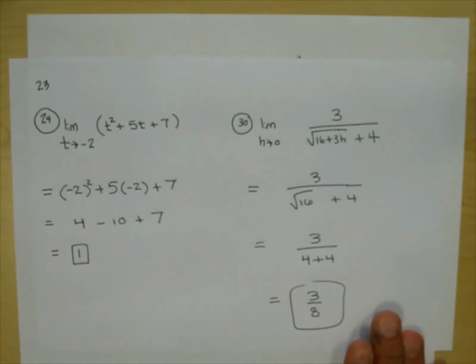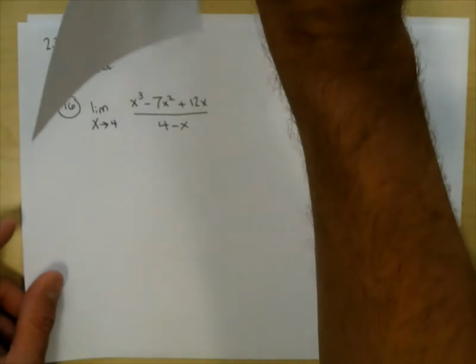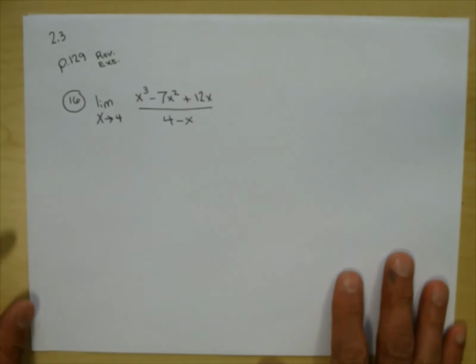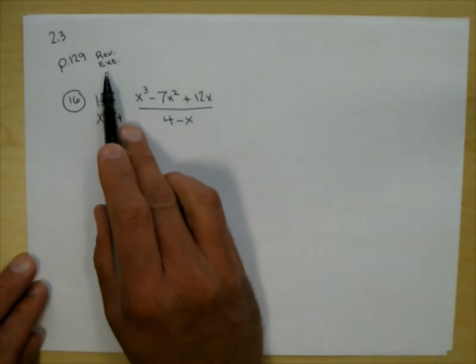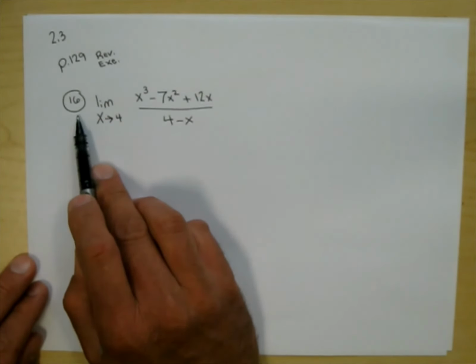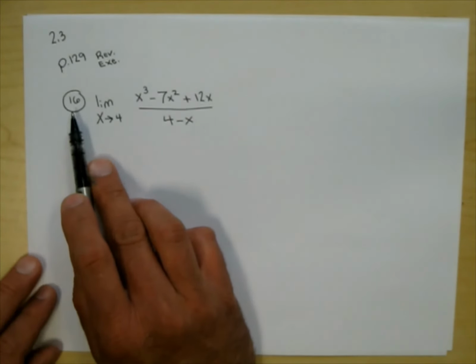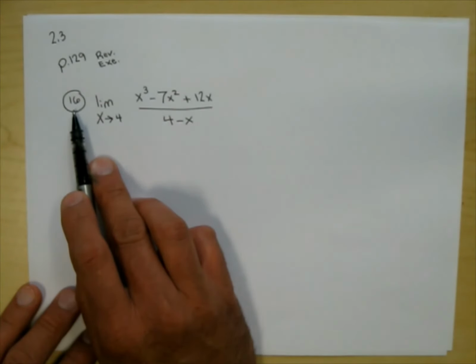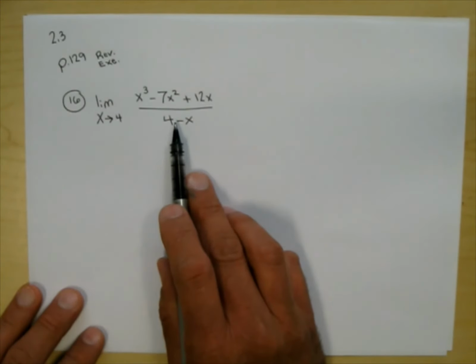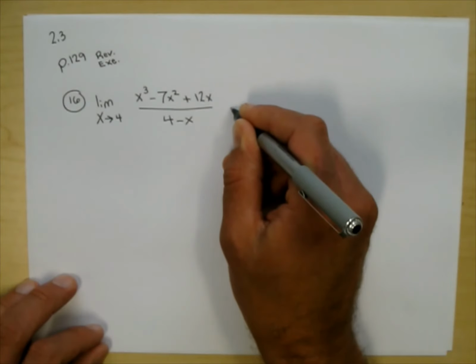Let's go ahead and do another problem from 2.3. Actually, I went ahead and grabbed this from the review exercises. This is number 16 from the review exercises. I figured I'd grab some evens because they don't give you the answers to those. Find the limit. Okay, well, let's see if we can.